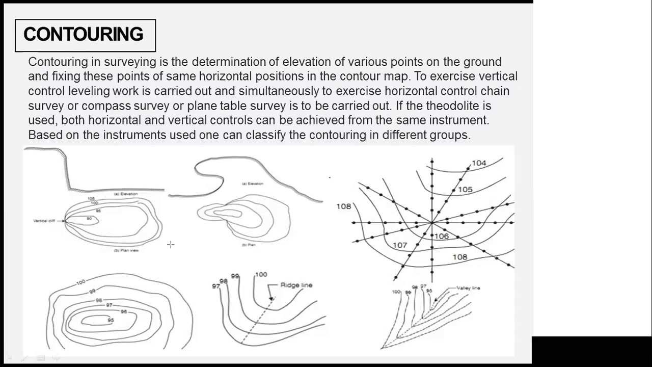Now, if these contour lines are increasing towards the center, then it will represent a hilly area, like this. This is your hill, right? And if you are going towards the center and the contour lines are decreasing, meaning their elevation is decreasing, then it will represent a valley. So this is hill and this is valley, right?